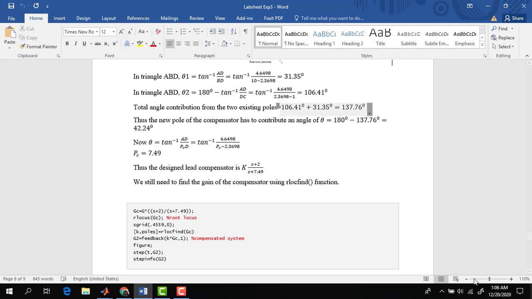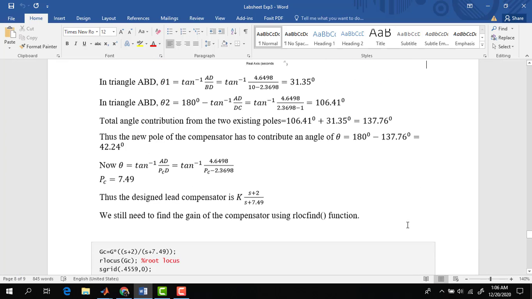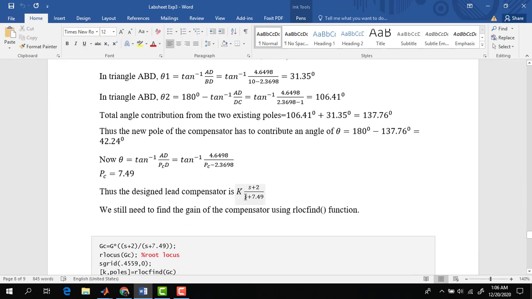So finally, the equation of our compensator will be this one: K into (S plus 2) by (S plus 7.49). S plus 2 was because we have chosen a zero at minus 2 for the sake of simplicity of the calculation, and by calculation we have found out that our pole location is at minus 7.49. So this is our transfer function for the lead compensator. It has a gain in front. We will find the gain by the rlocfind command, of course.